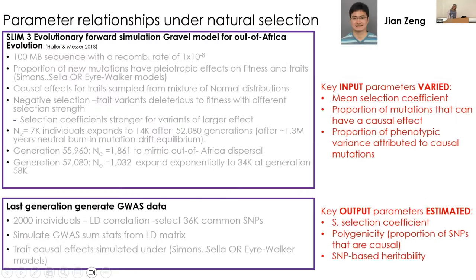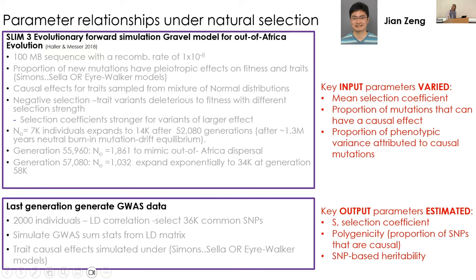To interpret these, we did some evolutionary simulations. When I say we, it was actually Zhang Zeng. There's a lot of information on here, and I don't expect you to look at the detail, but just to say these were bona fide SLiM3 evolutionary forward simulation models, where over time there are new mutations. The mutations could either have a neutral effect or have an effect on fitness, with pleiotropic effects on traits, going through 58,000 generations, et cetera. Then in the last generation, we generate GWAS data, which we can analyze in the same way that we do the actual empirical traits.